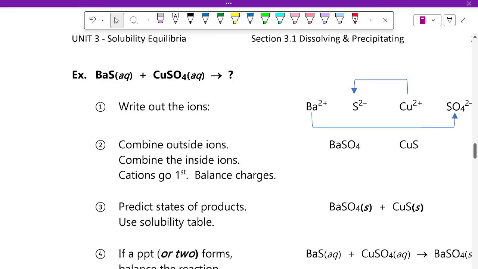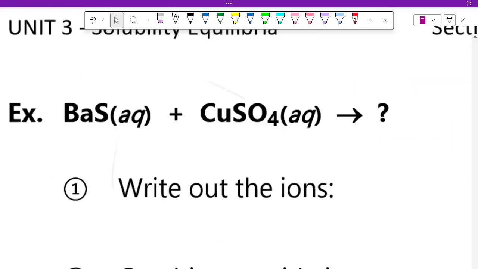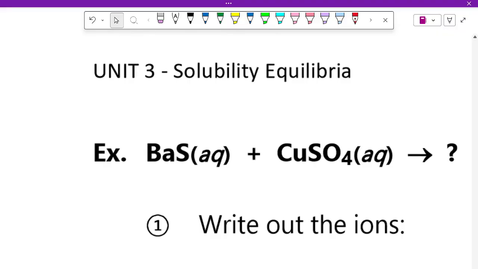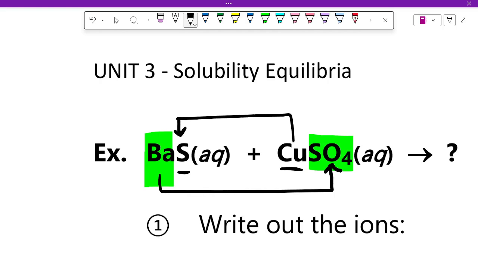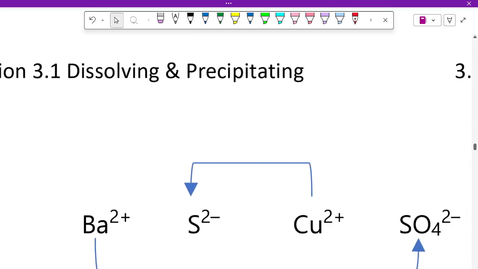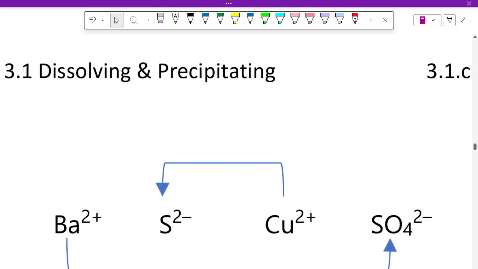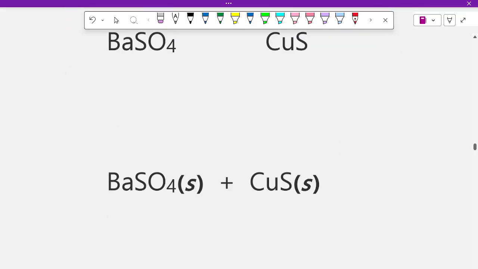Just a little review of how to predict the products. You can say, okay, barium is going to get together with sulfate, and copper is going to get together with sulfide. How do you know whether those products are going to be soluble or not? You look at your table of solubilities, and in this particular case, they both end up being solids. Okay?